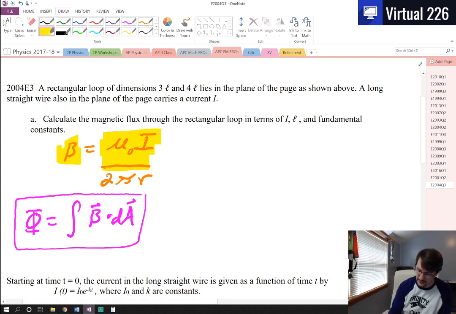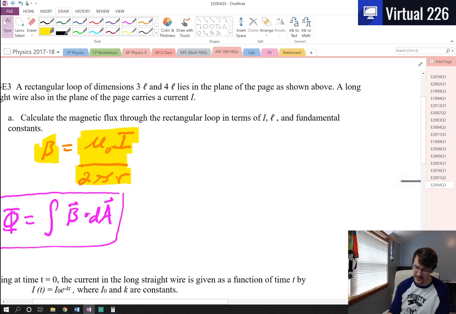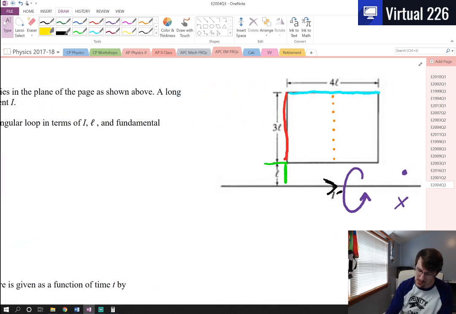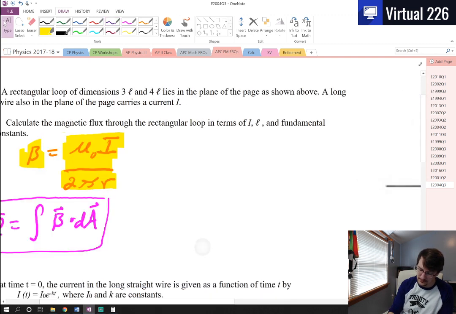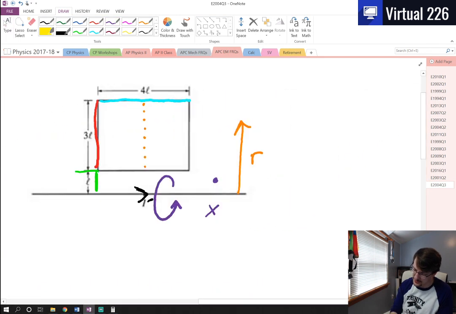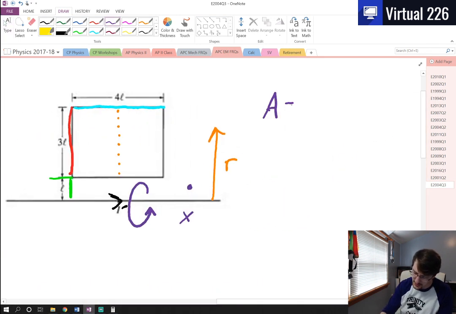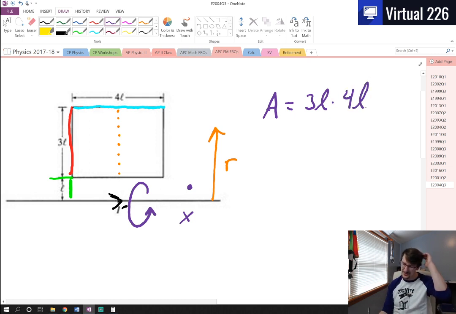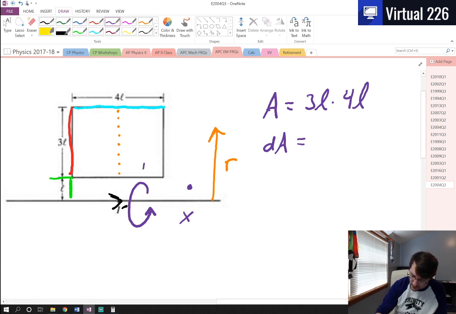We have this whole setup. But we need to set up a value for dA, which is a little bit weird. We know in general that the area of this shape could be thought of as just 3L times 4L. But in terms of dA, we want to see how a little bit of that area exists as we move away from that wire.